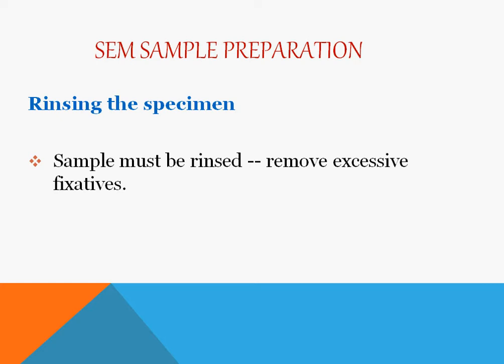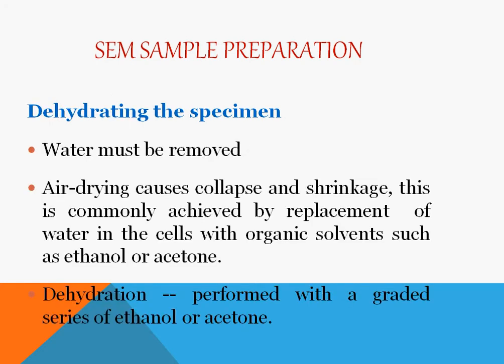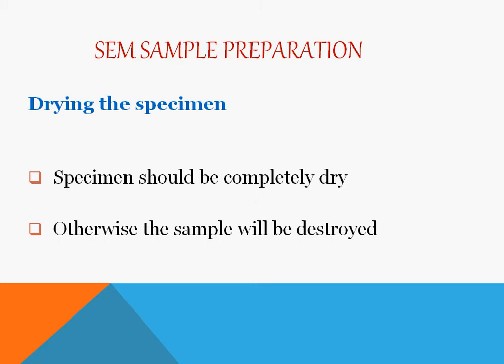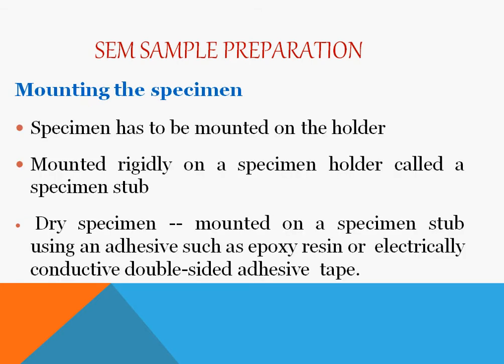Rinsing the specimen. The sample must be rinsed in order to remove excess fixatives. Next, we are going to remove the moisture content or the water content from the specimen, that is called dehydration. After that, we are going to dry it completely, otherwise the sample is going to be destroyed. Next, it has to be mounted with the help of a mounting holder, and it has to be mounted properly with the help of the specimen stub.